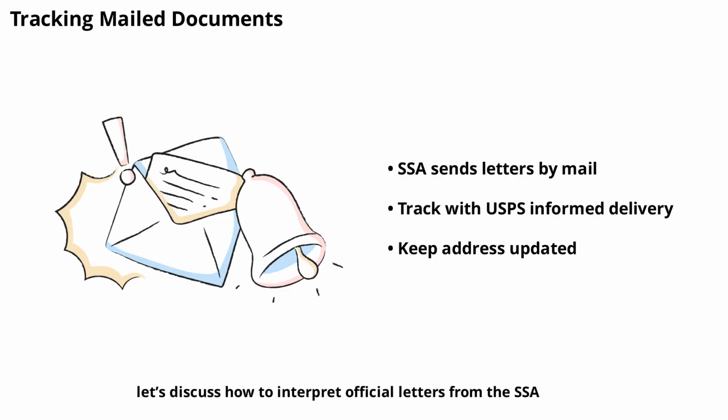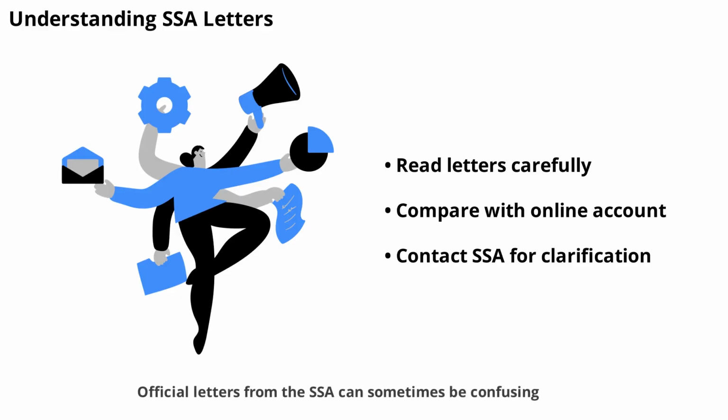Next, let's discuss how to interpret official letters from the SSA. Official letters from the SSA can sometimes be confusing. They include important details about your application, benefits, or next steps. Take your time to read each letter carefully. If you're unsure about any information, you can compare it with your online account or contact the SSA for clarification. Keeping both digital and paper records helps you stay organized. Now, let's talk about how often you should check your application status.